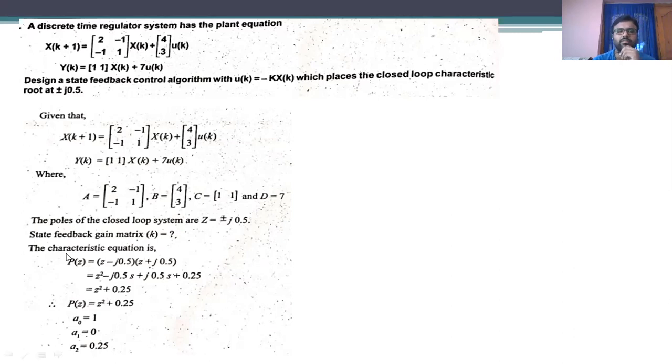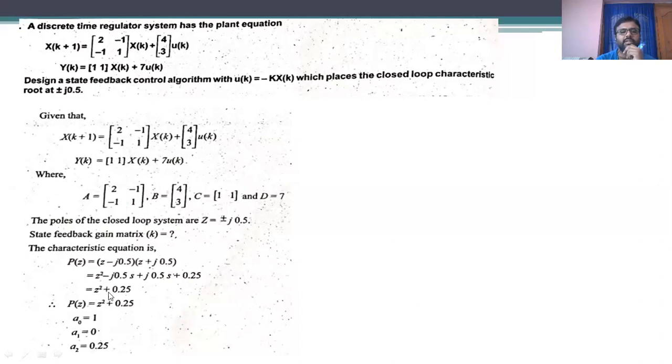Okay, so the desired characteristic equation is going to be obtained with the closed loop poles at plus or minus j 0.5. Let us suppose the characteristic equation is P of z equal to (z minus j 0.5) and (z plus j 0.5).